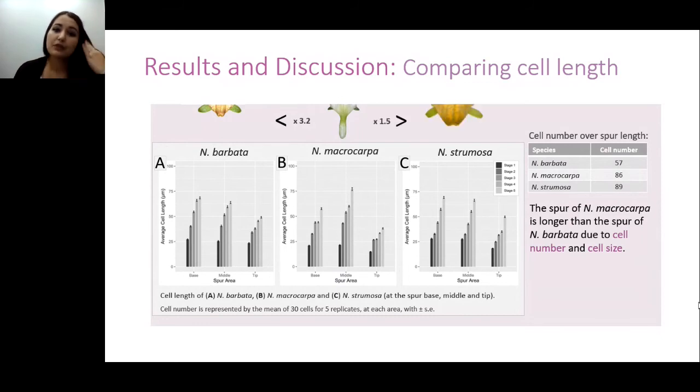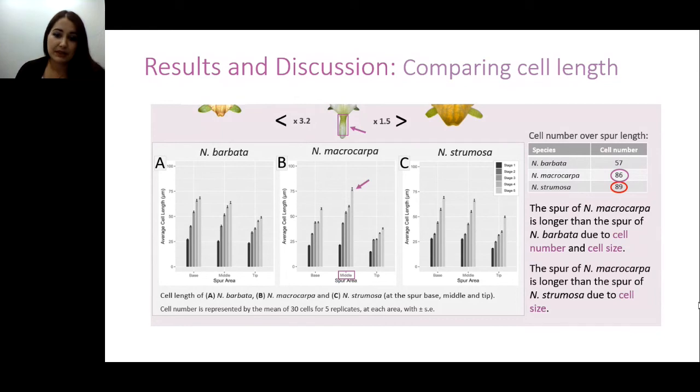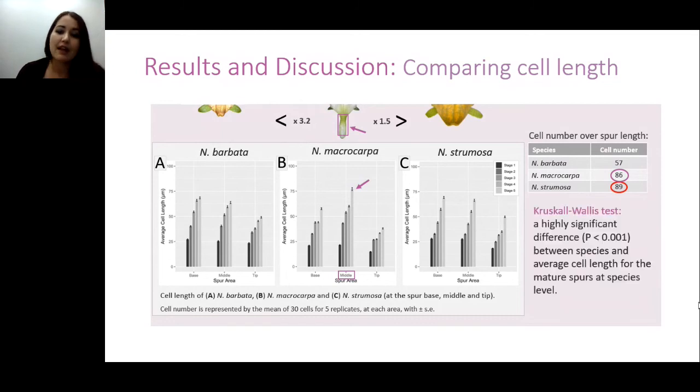Then when we compare Nemesia macrocarpa and Nemesia thrombosa, the spur of macrocarpa is approximately 1.5 times longer than the spur of Nemesia thrombosa. However, if we look at the table, we can see that Nemesia macrocarpa and thrombosa had approximately the same cell number over spur length. And therefore, the spur of Nemesia macrocarpa is longer than the spur of Nemesia thrombosa due to cell size only, with longer cells occurring over the length of the spur, the middle area of the spur. Then the Kruskal-Wallis test indicated a highly significant difference between species and the average cell length for mature spurs at species level.